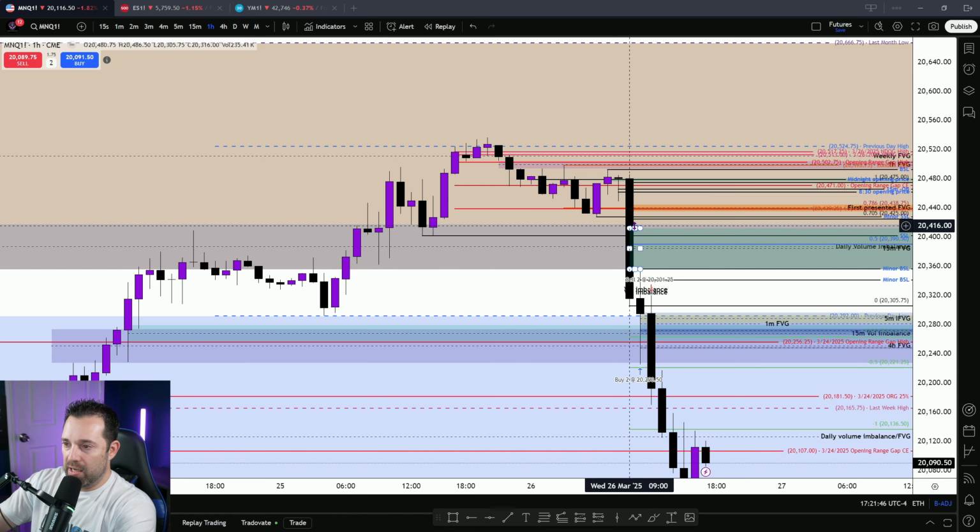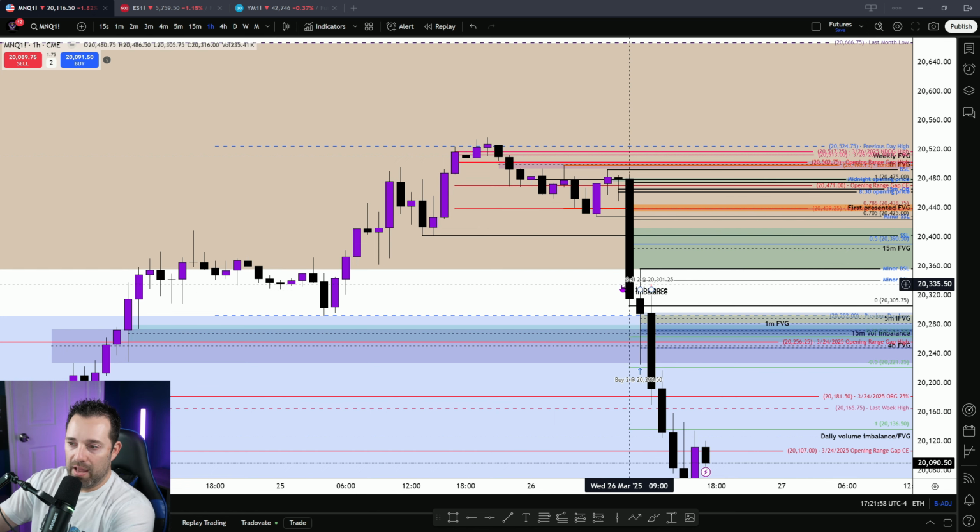Okay. So the next draw after these lows, and then we cleared this right here, this shaded area, is that volume imbalance, which I'm going to go ahead and get rid of. Let's get rid of it. Okay. And it exited out of that weekly fair value gap here.